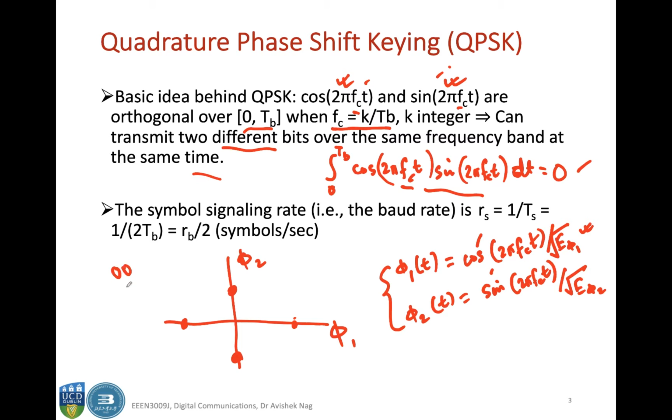Okay, so you can have 0 0, and you can send S1. For 0 1 you can send S2, for 1 0 you can send, let's say, S3, and for 1 1 let's say you can send S4, and then these could be the four signals S1, S2, S3 and S4.